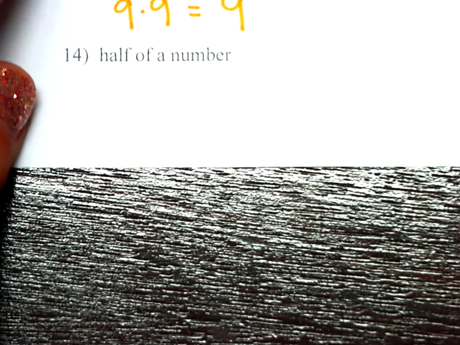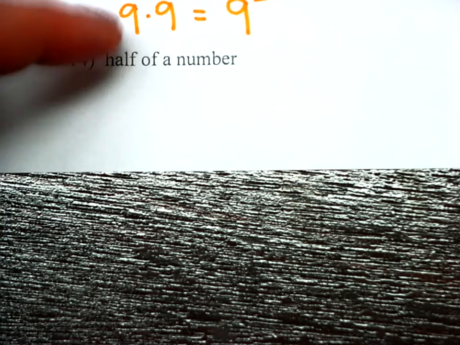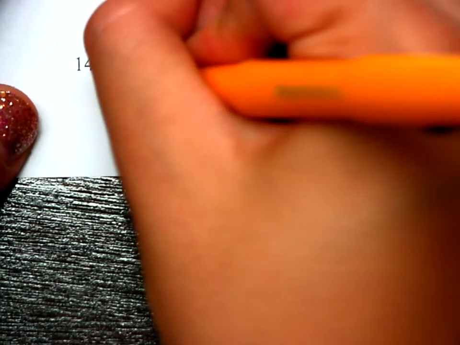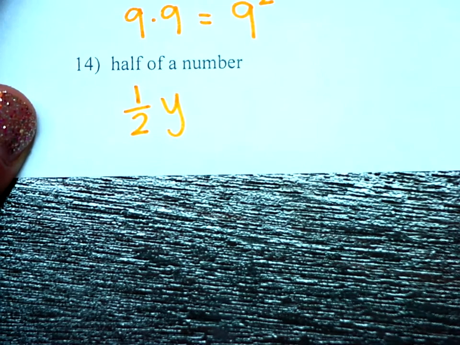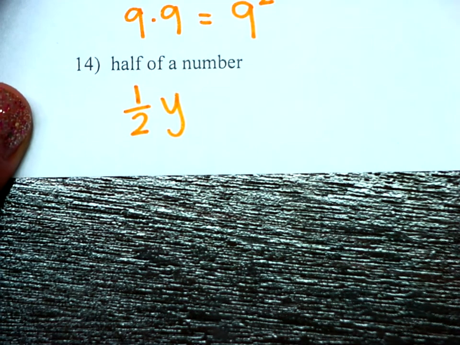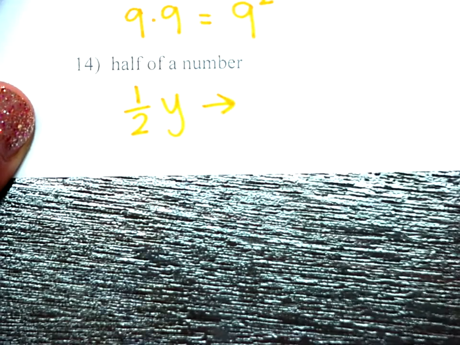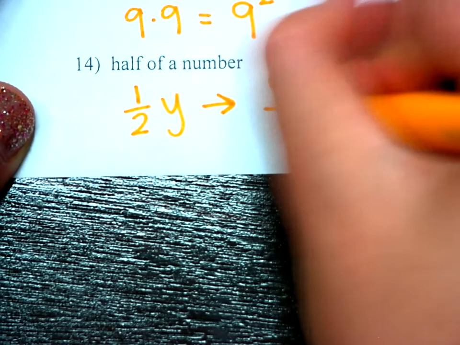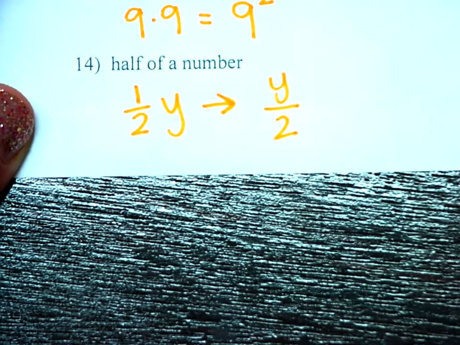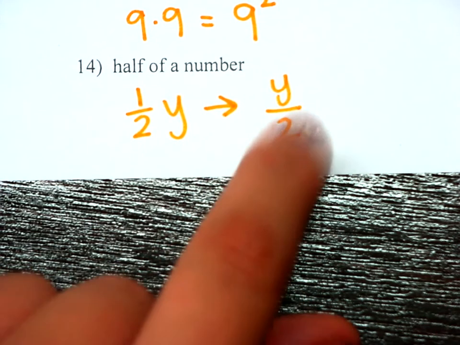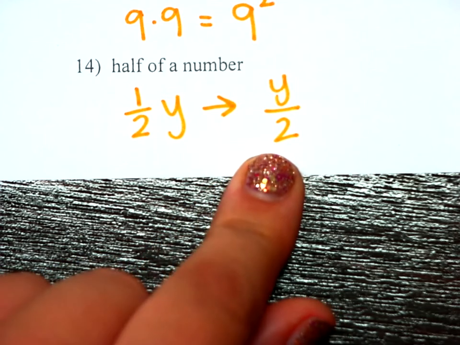Okay, 2 more. Half a number. So I've got half, that means division, and a number, that means a variable. So I want 1/2 of a number. I did 1/2 times y. So actually what I did there was multiplication. If we want to make it look like division, we would take y and we would divide by 2. Those both mean the exact same thing. So 1/2 times a number is the exact same thing as a number divided by 2.